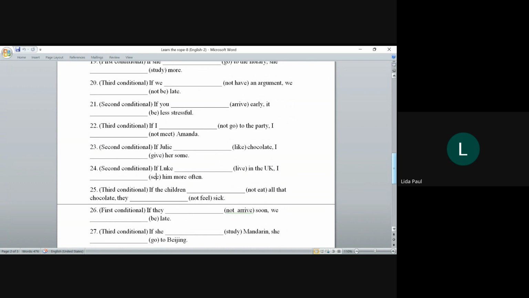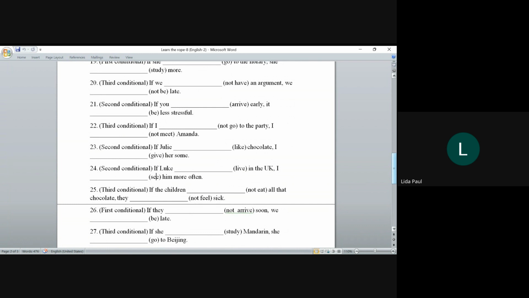Third conditional, 25th sentence: if the children had not eaten all the chocolate, they would not have felt sick. Past perfect, and would plus have plus V3 form.